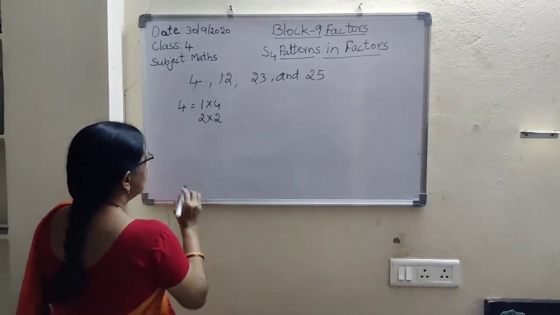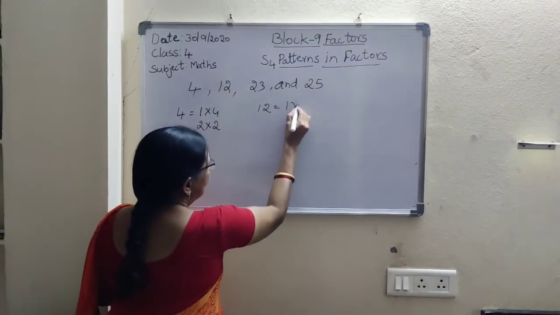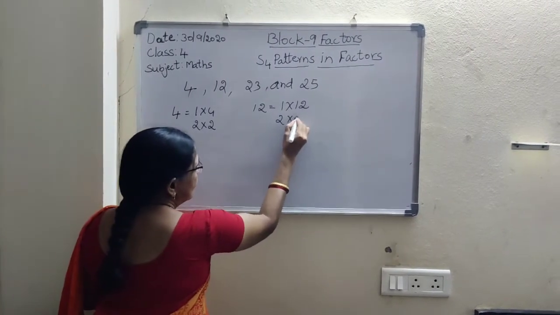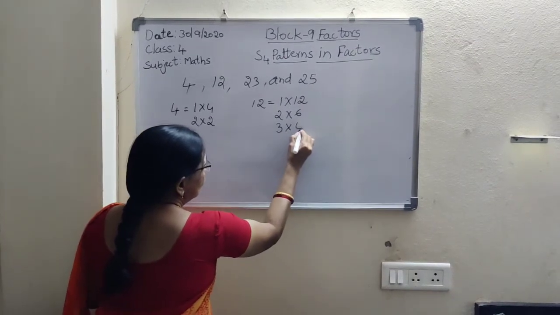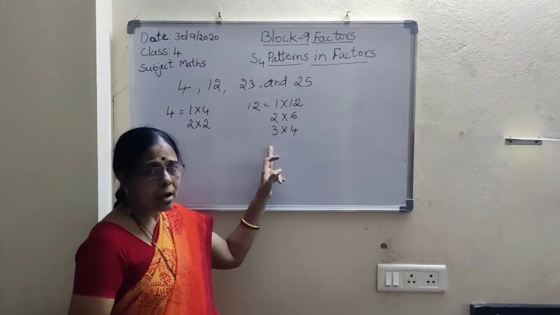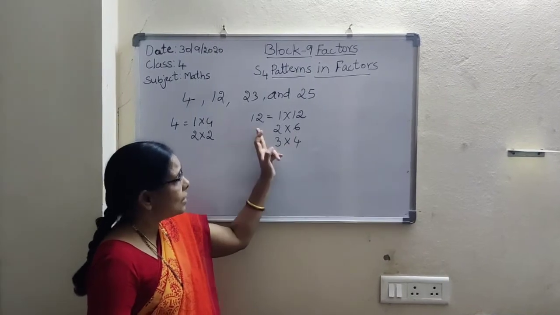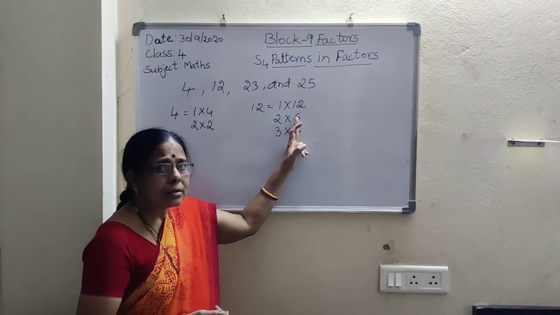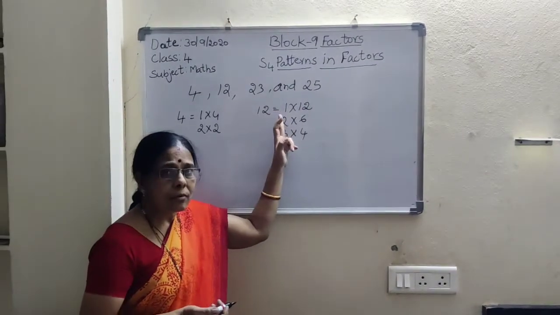Next, factors of 12. 1 into 12. Next 2 6s are 12. 3 table, it will go, children. Yes. 3 4s are 12. Next 4 3s are 12. Next 5, will it go, children? No. 6 is a factor of 12. Yes. 6 2s are 12. Next 7 is a factor of 12? 8 is a factor of 12? Next, directly 12 is a factor of 12.